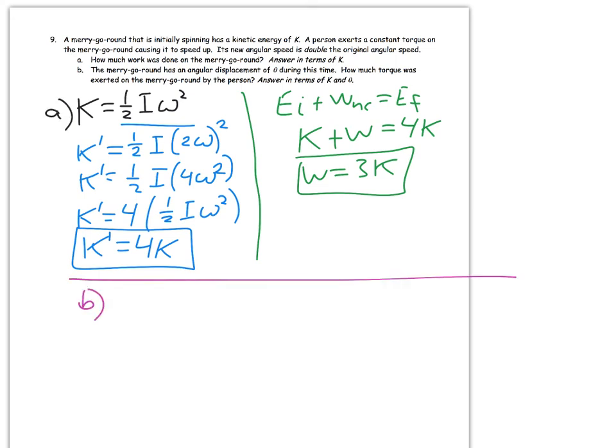For B here, we want to think about how much torque was exerted on the merry-go-round, knowing that that torque was exerted over an angular displacement of theta. So we know that work in the angular world is just torque times delta theta. Our work done was 3K, okay, and we know that it was done over an angular displacement here of theta, and so we can solve for that torque. That's just going to be 3K divided by theta.